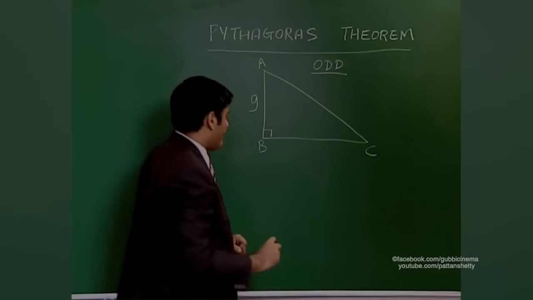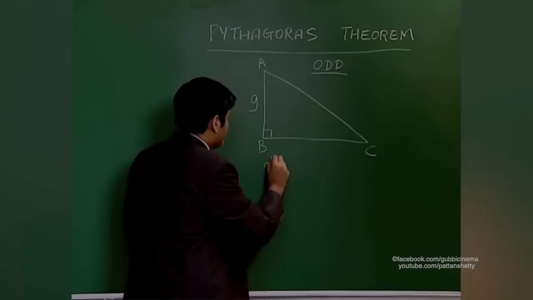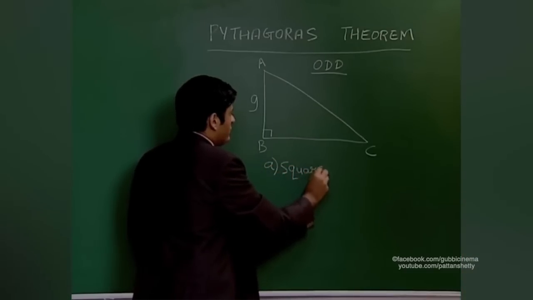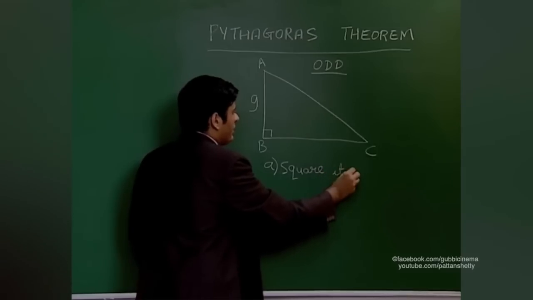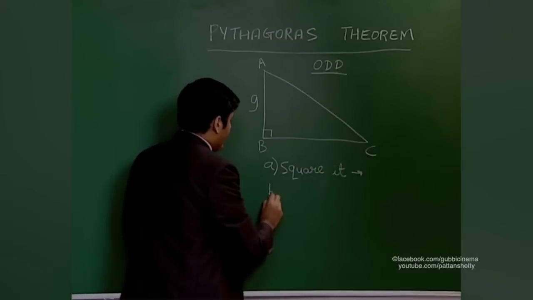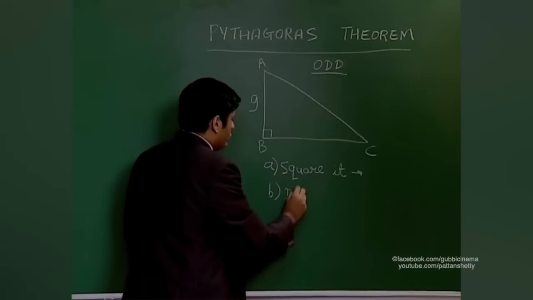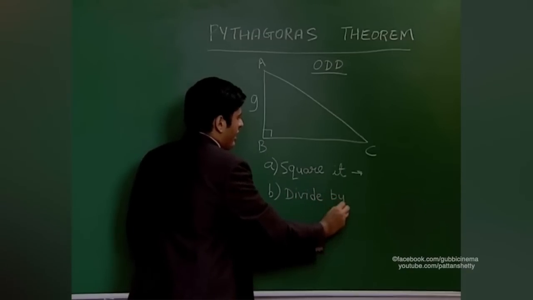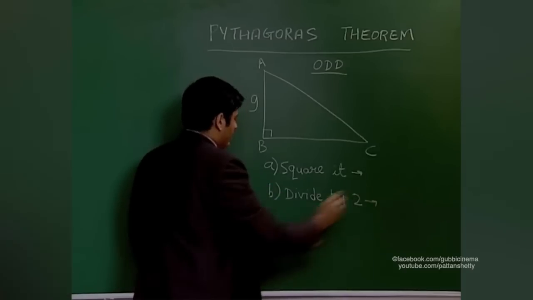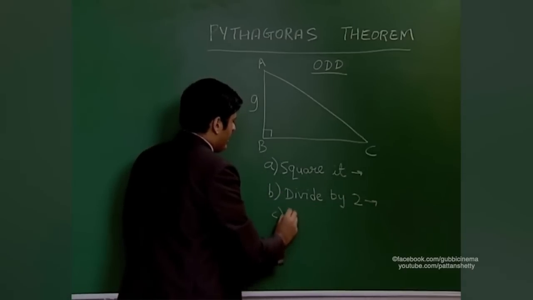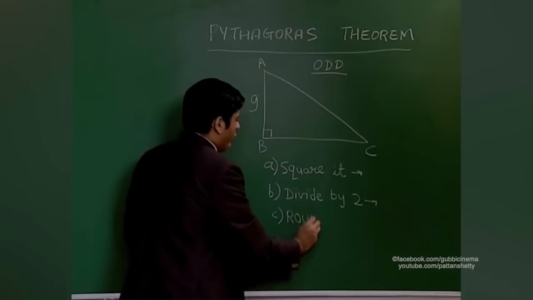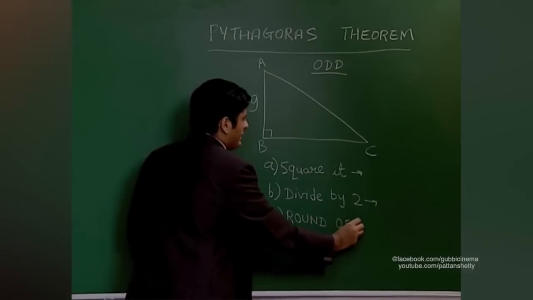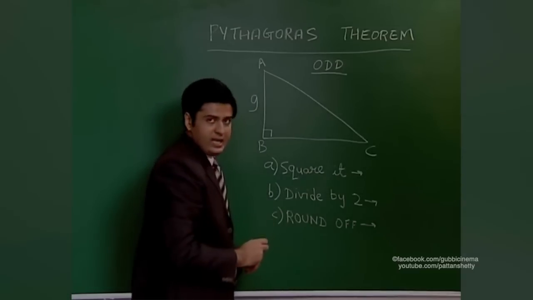There are 3 steps. The first step says square it. We have to square the number. The second step says divide by 2. I am going to make it into half. And my third step says round off. We are going to round off the answer. Let us see how that is done.